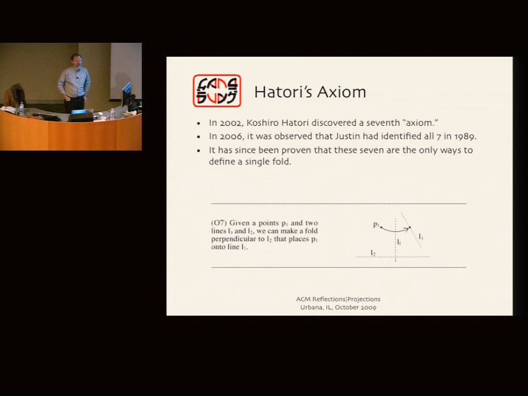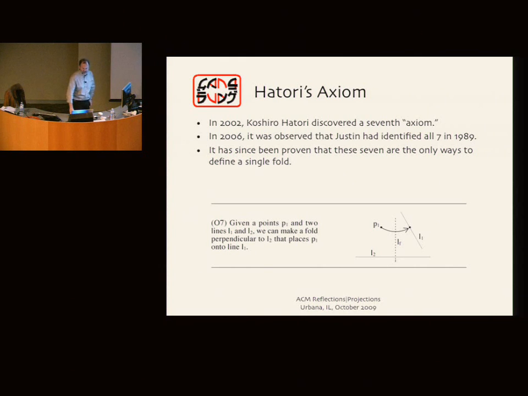But in 2002, a Japanese mathematician named Hattori discovered a 7th axiom, which is shown here. If I have 2 lines and 1 point, I bring 1 point onto the line, the other line onto itself, and it makes a perpendicular. Then people found that actually Jacques Justin had found all 7 of them all the way back in 1989, but he had the bad habit of writing his papers in French. And people didn't read them, but now they know. And it has since been proven that there are only those 7 axioms.